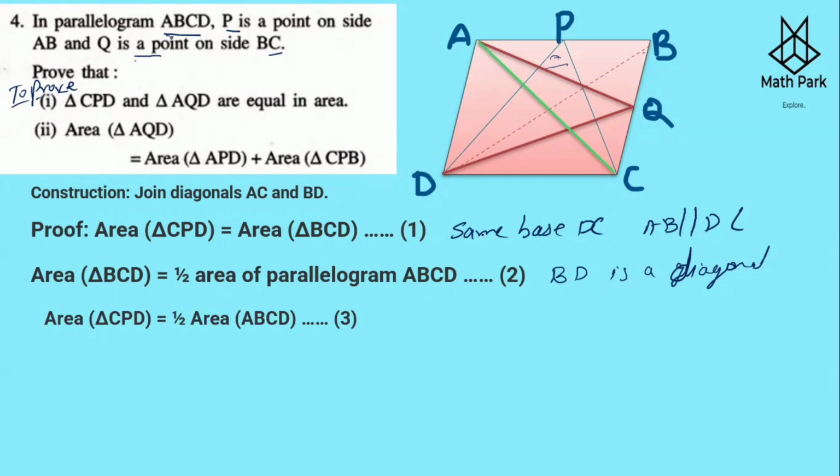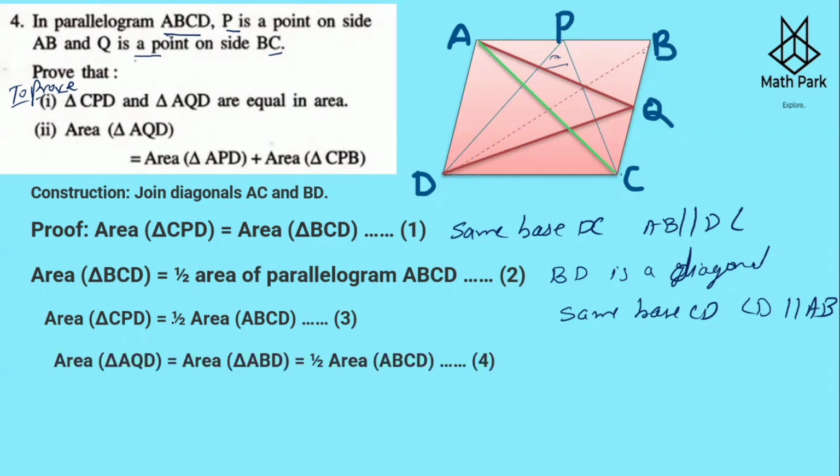Same way, the area of CPD is equal to half the area of ABCD because they are on the same base CD and between the same parallels CD and AB. So the area of a triangle is half the area of the parallelogram on the same base and between the same parallels.